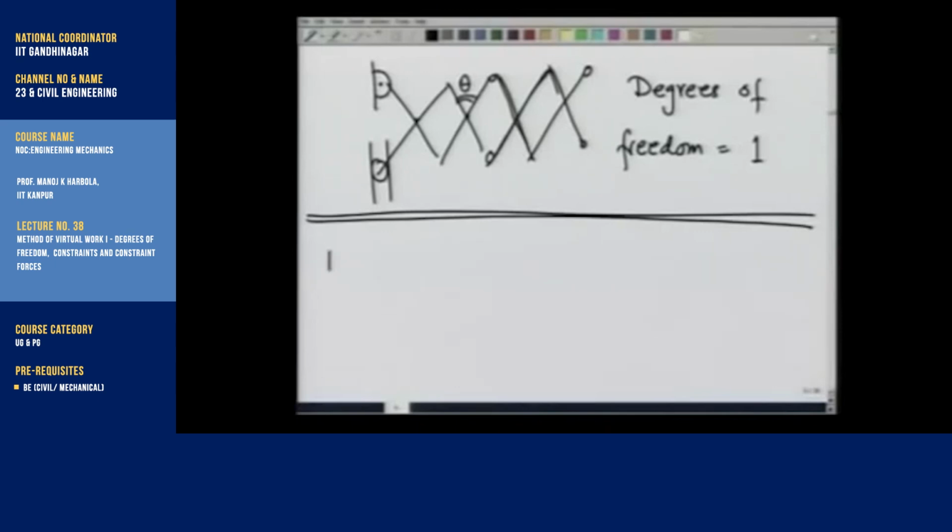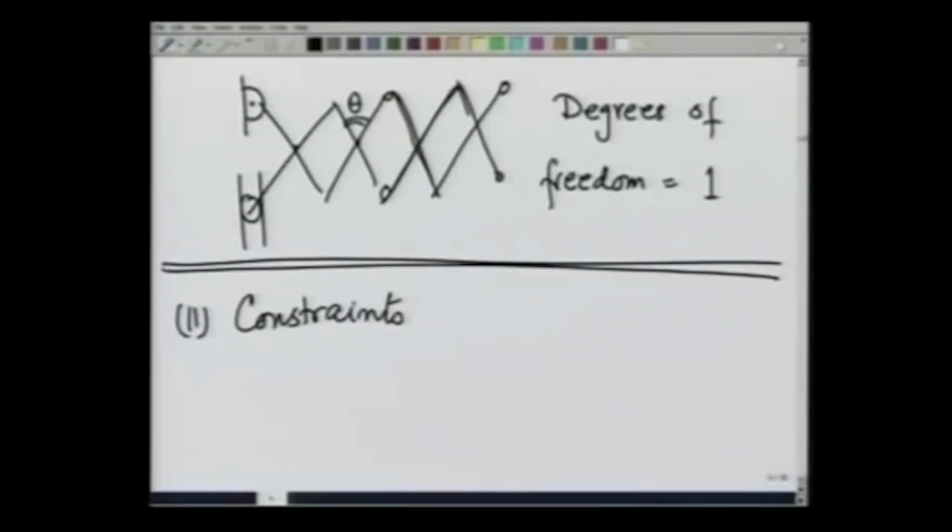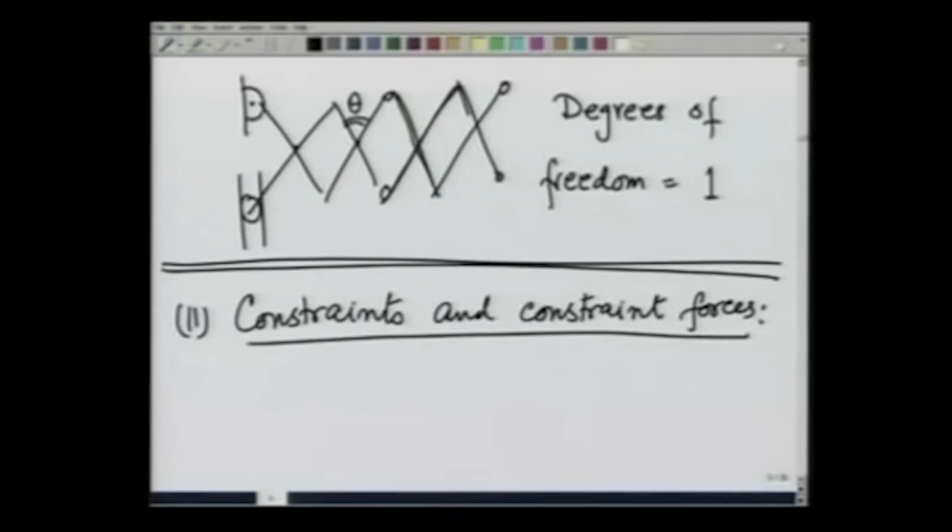Concept number 2, constraints and constraint forces. This we have been talking about while talking about equilibrium, but let me go over it in a formal manner now. By constraints, we mean the restrictions on the movement of a system.